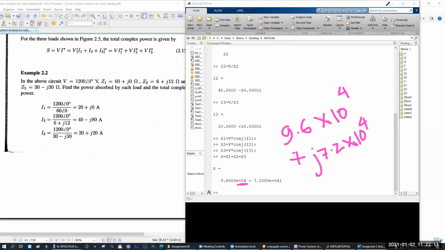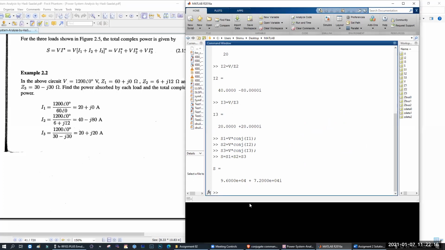Now, if you want to see the real power and reactive power separately, you can write like this. Real power is equal to what? What is the magnitude? What is the magnitude command?